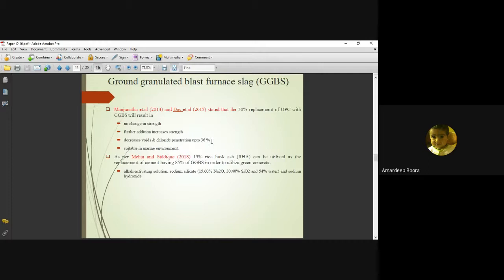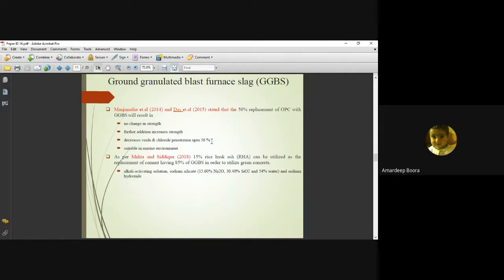But there will be a question of how they made that. They used an alkaline solution, which I mentioned in the slide, sodium silicate and sodium hydroxide, and by mixing it they succeeded in preparing this type of concrete. This was high strength concrete, not the normal one, and at 90 days curing period they achieved around 64 MPa strength.